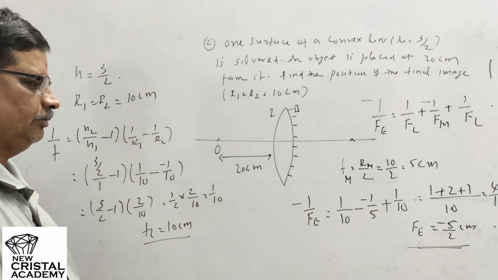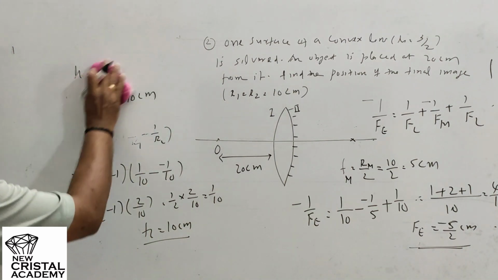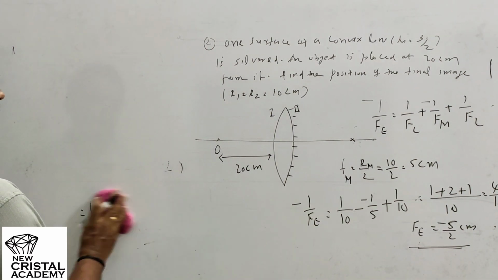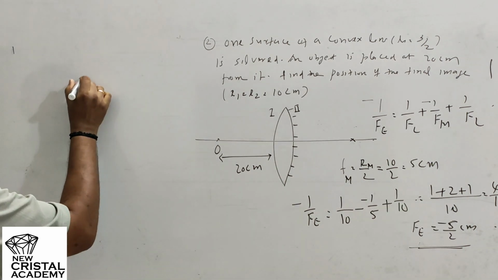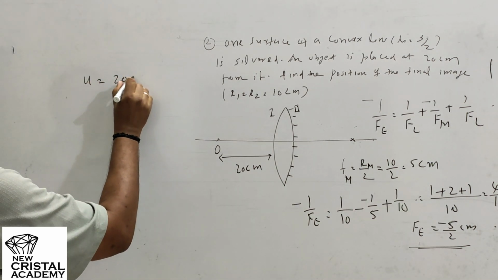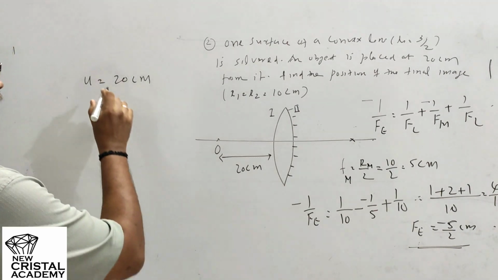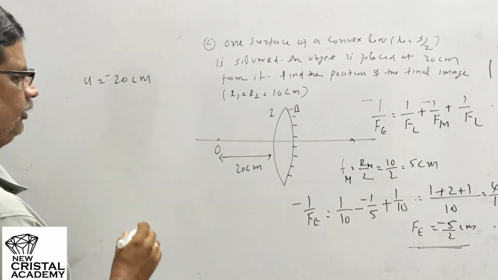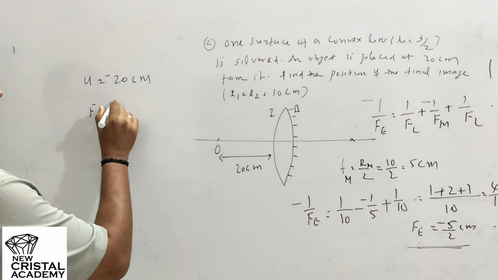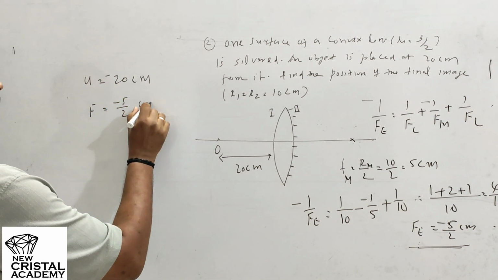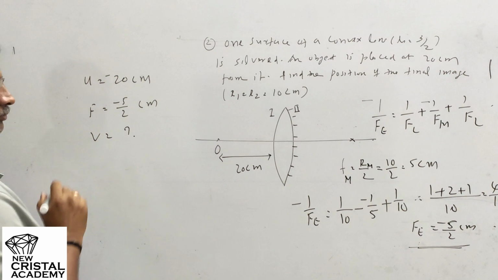So now let us find the position of the final image. In order to find the position of the final image, it is given that U equal to 20 centimeter. And according to our sign convention, we know that U is going to be negative. U is minus 20 centimeter. And the focal length of the mirror is minus 5 by 2 centimeter. So we have to find V.